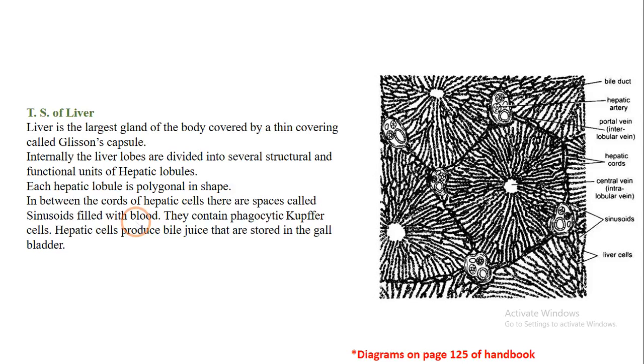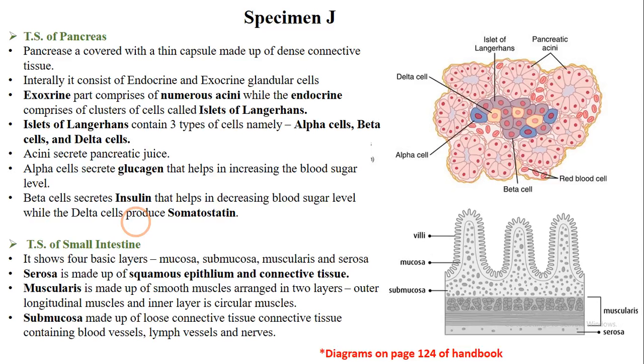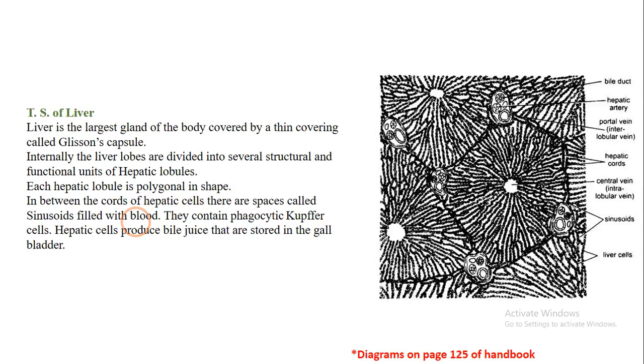So students, this is the last specimen for spot J, that is the TS of liver, and the diagram for this you will find on page number 125 of your handbook. The content you can of course write from your notes, but the diagram you have to draw from page number 125. So students, with this we also finish all the specimens.